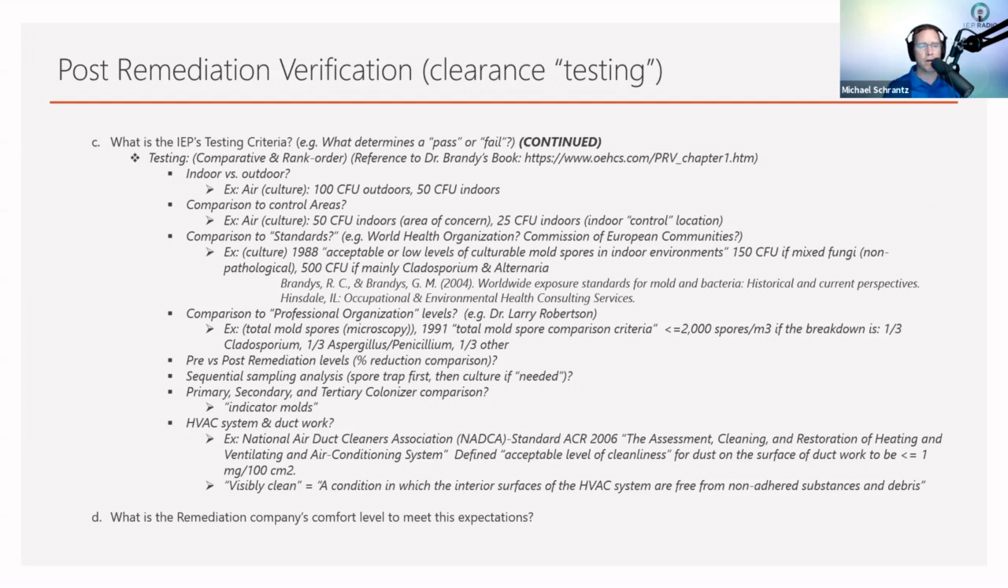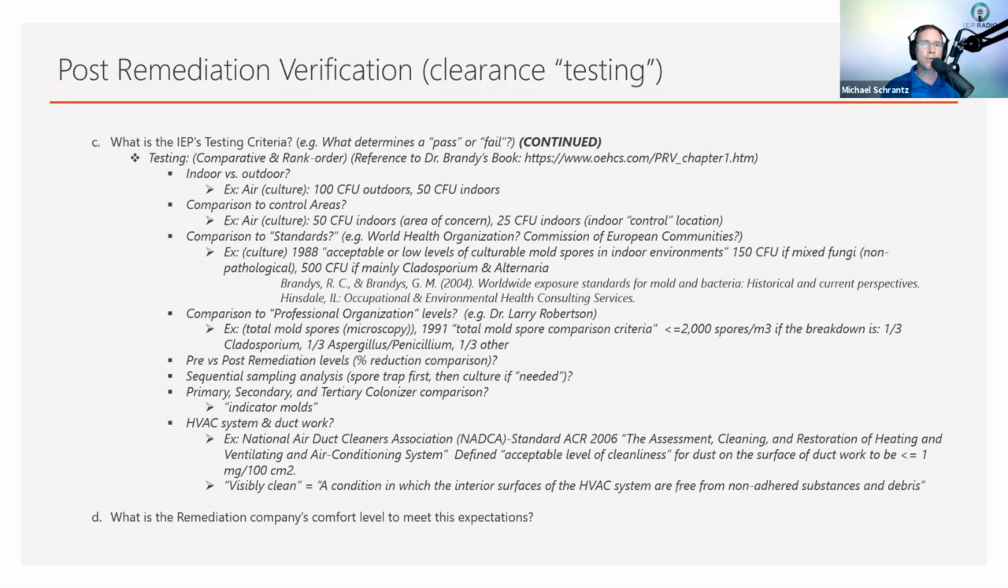Another thing that we look at, and a lot of people look at, are primary, secondary, and tertiary colonizers, or in plain English, indicator molds. A lot of us that are listening here are aware of molds like Stachybotrys or Chaetomium, and in particular, Chaetomium globosum, Stachybotrys chartarum, and there's certainly a number of others, can be looked at in the sample. And you may have an IEP that looks at an air sample where if they find more than even one spore of either one of those two molds or others, they will fail it, even though the quantity is low.